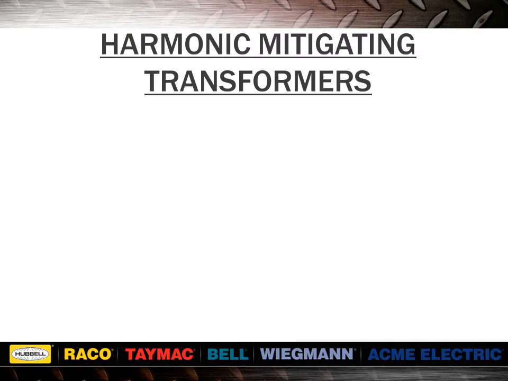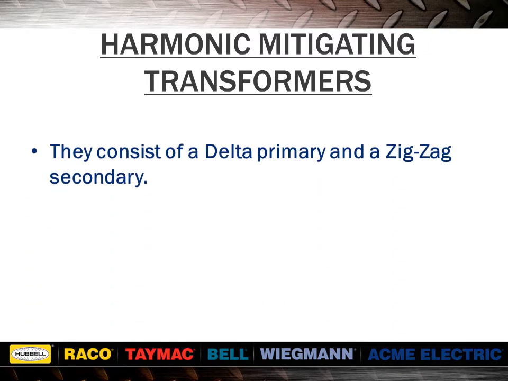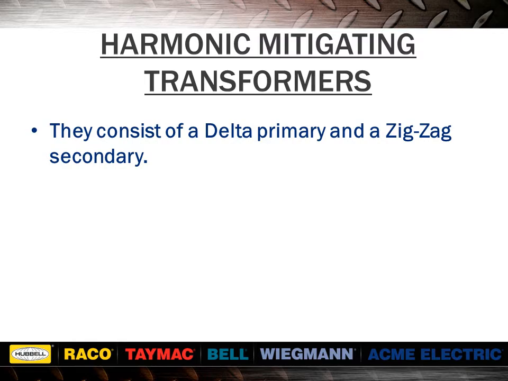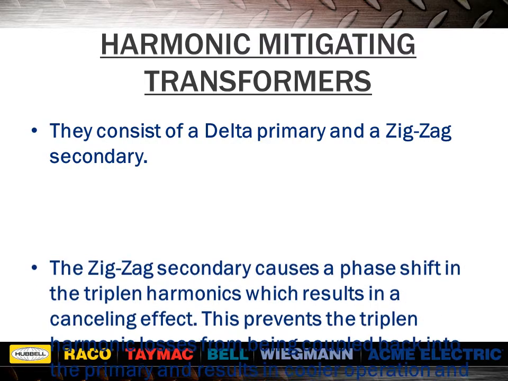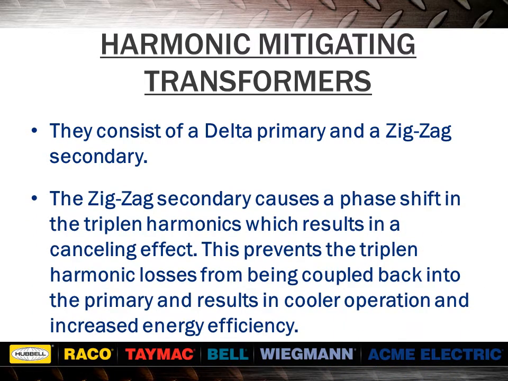Next, we will discuss harmonic mitigating transformers. They consist of a delta primary and a ZIG-ZAG secondary. The ZIG-ZAG secondary causes a phase shift in the TRIPLEN harmonics, which results in a canceling effect. This prevents the TRIPLEN harmonic losses from being coupled back into the primary and results in cooler operation and increased energy efficiency.